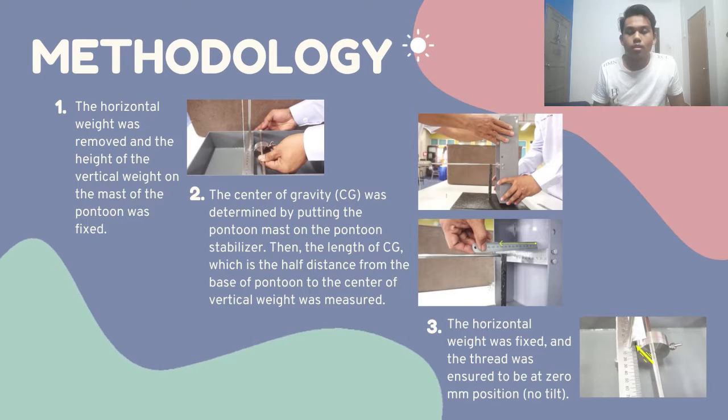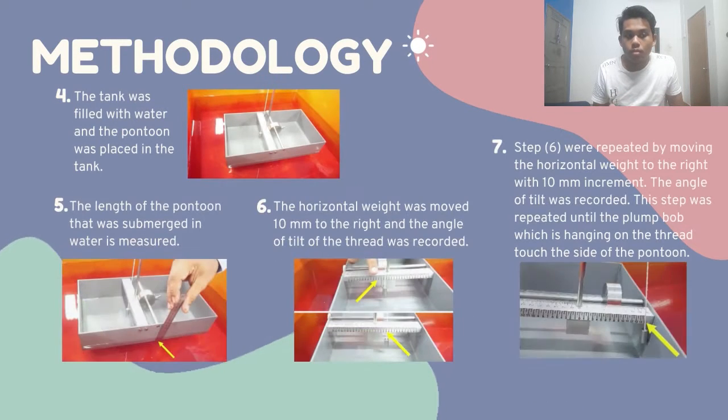For the third step, the horizontal weight was fixed, which is 1.16567 kg, and the thread was ensured to be at 0mm position at the middle, so there will be no tilt at the thread. For the fourth step, the tank was filled with water, and the pontoon was placed in the tank which is filled with water.